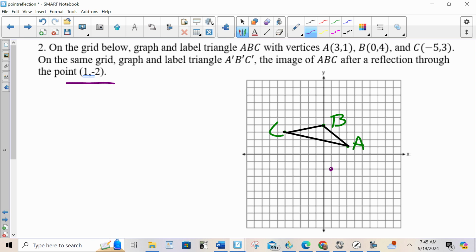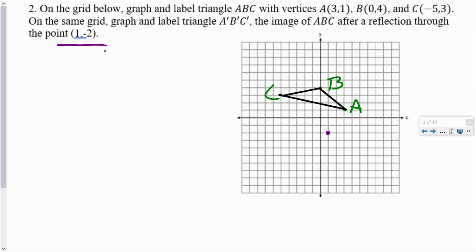So I'm going to count from each point to the point of reflection. So I'm going to start with A. To get from A to that point, I'm going left 2, down 3. So left 2, down 3. That's A prime. B, I'm going right 1, down 1, 2, 3, 4, 5, 6. So I'm going right 1, down 1, 2, 3, 4, 5, 6.